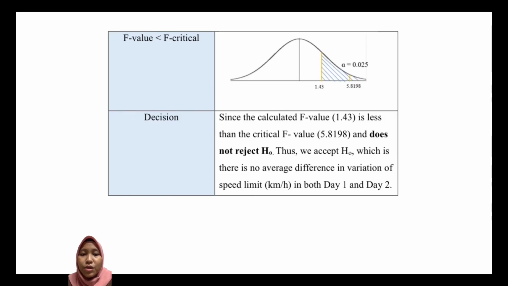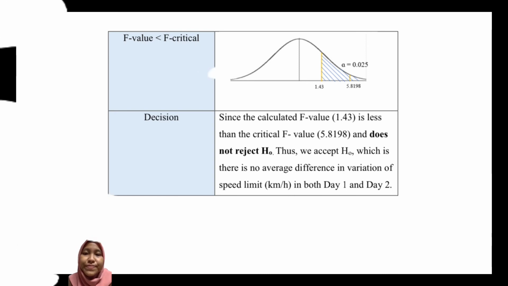Since the F value is lower than F critical, as we can see here, we do not reject H0. Thus, we accept H0, which is there is no average difference in variation of speed limit in both day 1 and day 2.